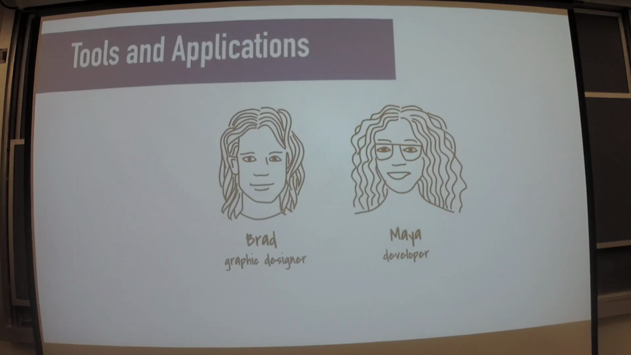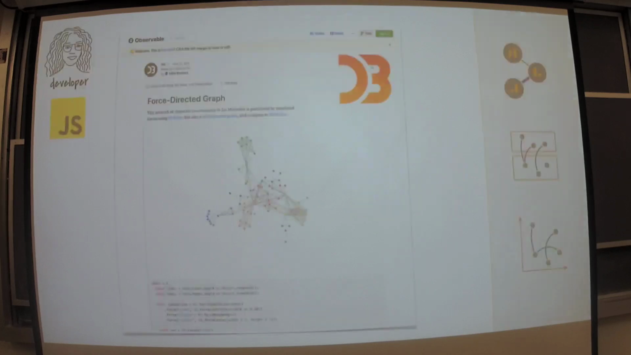So I have these two personas. Maya is the proficient coder, and Brad is the graphic designer. As I go through these examples, you'll see here the language that this is in, and then over there on the right, you will see the techniques that we've talked about that this tool or library does or doesn't support. Also, I'm pretty sure we'll put these slides up so you don't have to keep notes or anything like that.